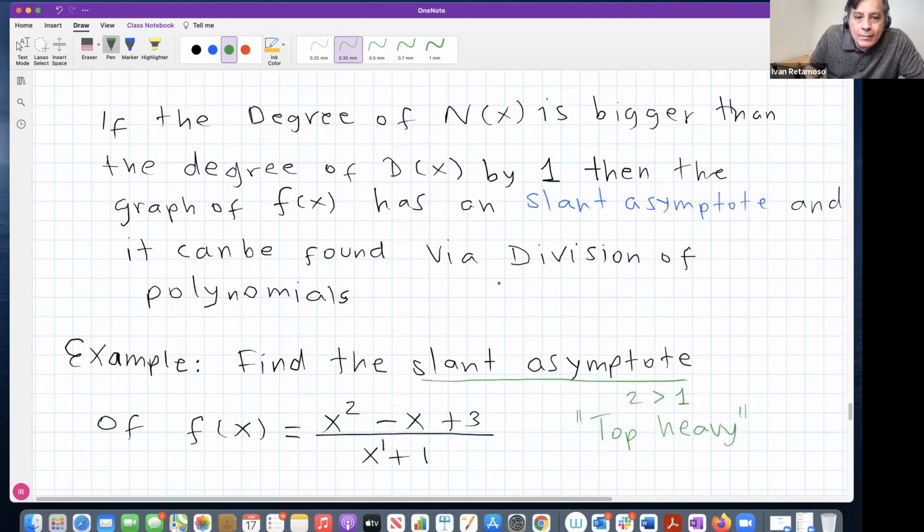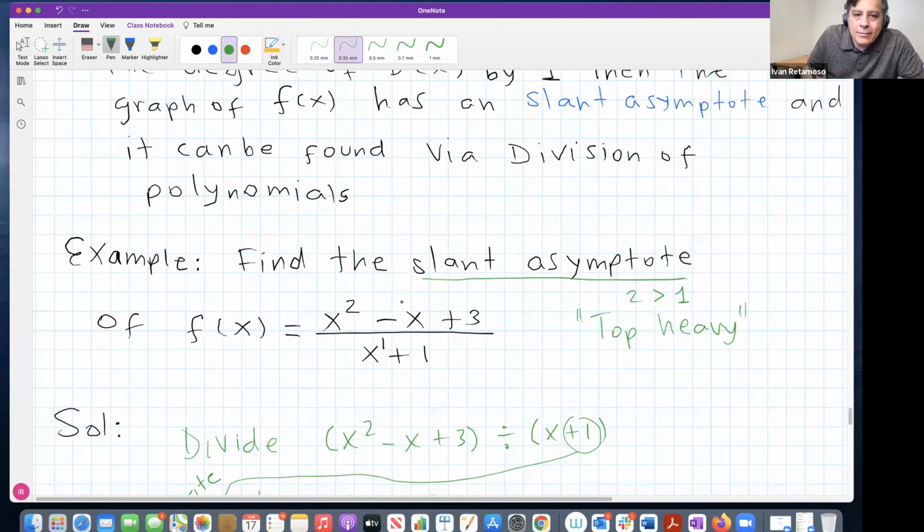Now, mathematicians discovered that the equation of this slant asymptote can be found via division of polynomials, and precisely synthetic division, right? Which is something that we learned yesterday. So let me show you how. Find the slant asymptote of this rational function. Well, notice that this rational function is top heavy, right? Why? Because 2 is greater than 1, right? Top heavy, and the difference between these two is 1, right?